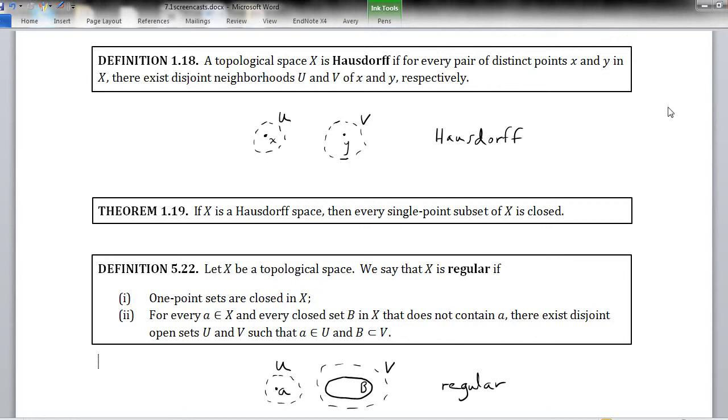There are several different separation properties for topological spaces, each of which is some way to measure the extent to which points or closed sets in the space can be separated by neighborhoods that contain them.